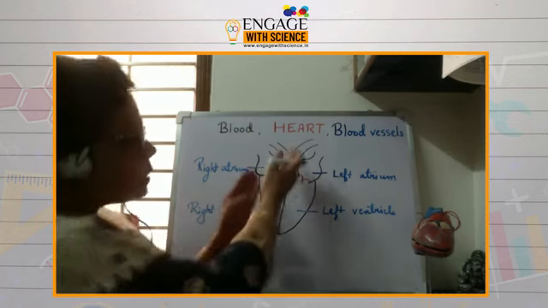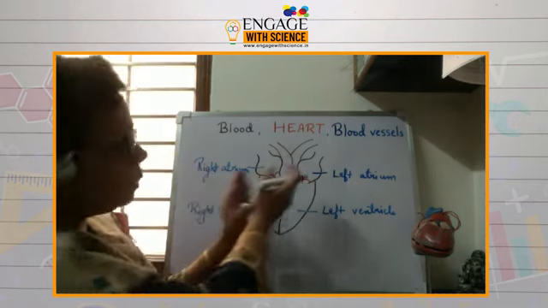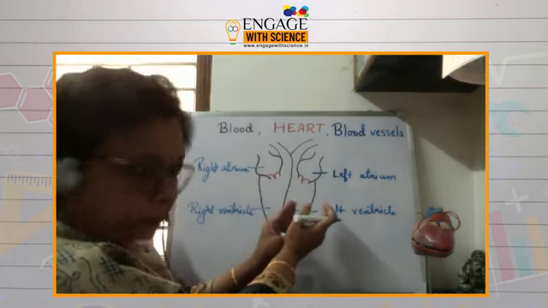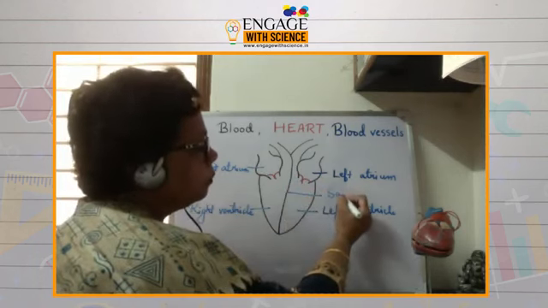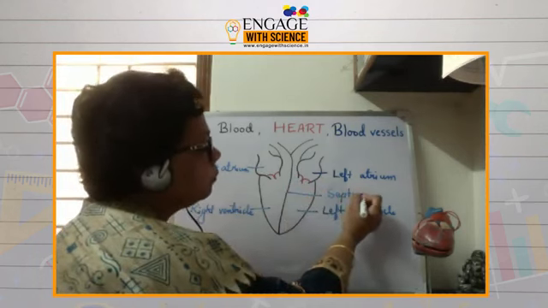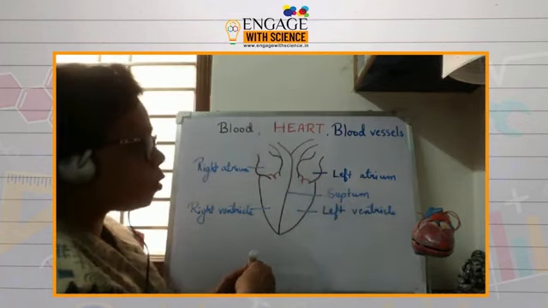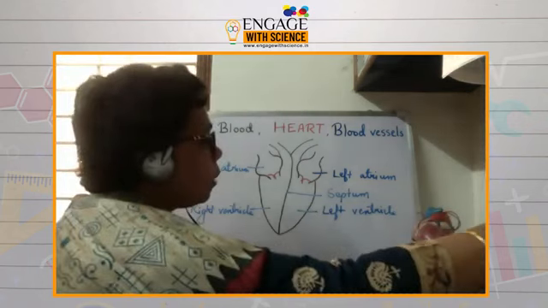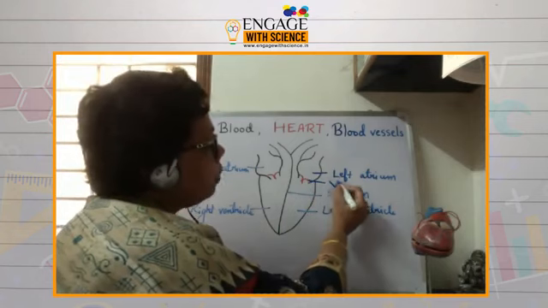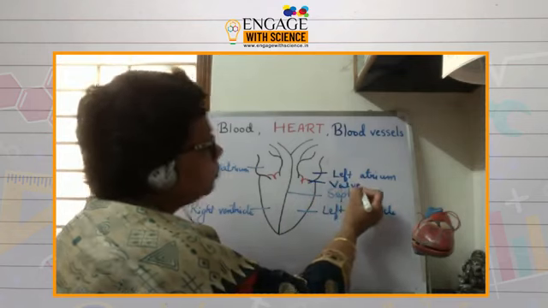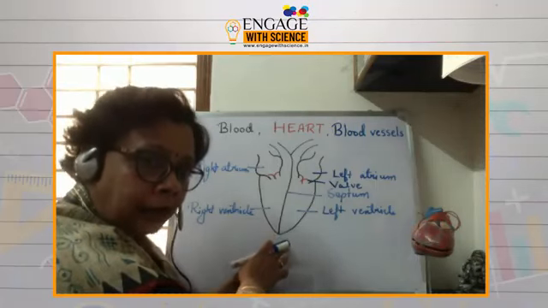Now, there is a membrane which separates the deoxygenated blood from the oxygenated blood. And this membrane is called as septum. And what did I tell you? What are these doors called as? These doors are called as valves. So let's mark them. Valve. This is the basic structure of heart.